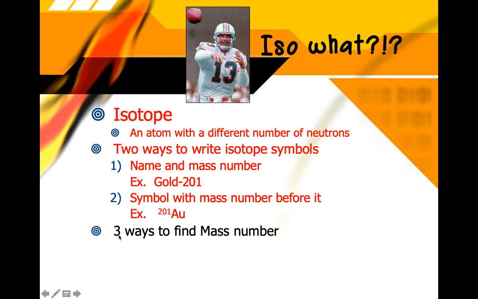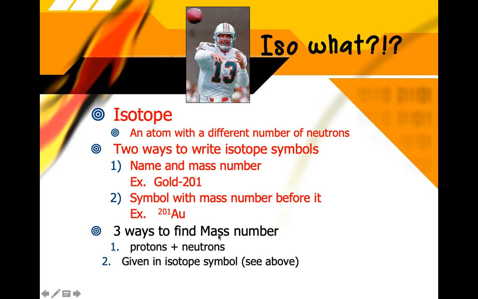Well, there's three different ways you can find the mass number. If you know the number of protons in the nucleus and the number of neutrons, add them together, that's the mass number. So that's why if you change the neutrons, you change the mass number for the isotope symbol, because neutrons plus protons is the mass number. The other thing you could do is if I gave you this symbol, that gives you the mass number like this. So if you already know or are given the isotope symbol, that number given is the mass number.